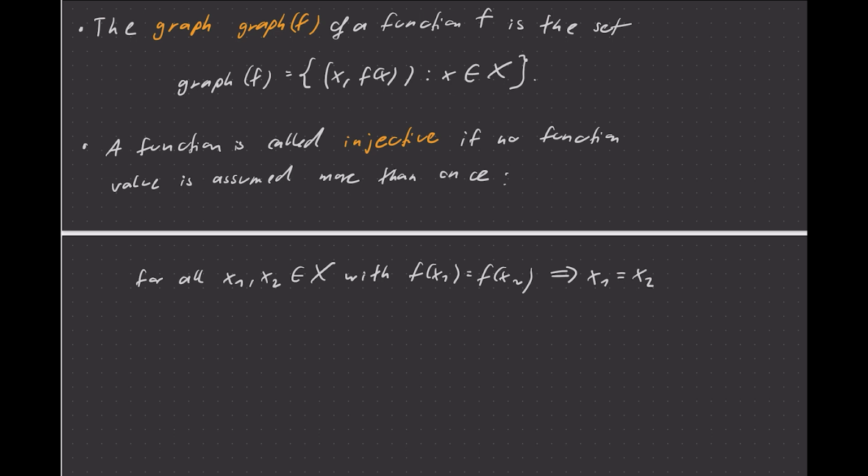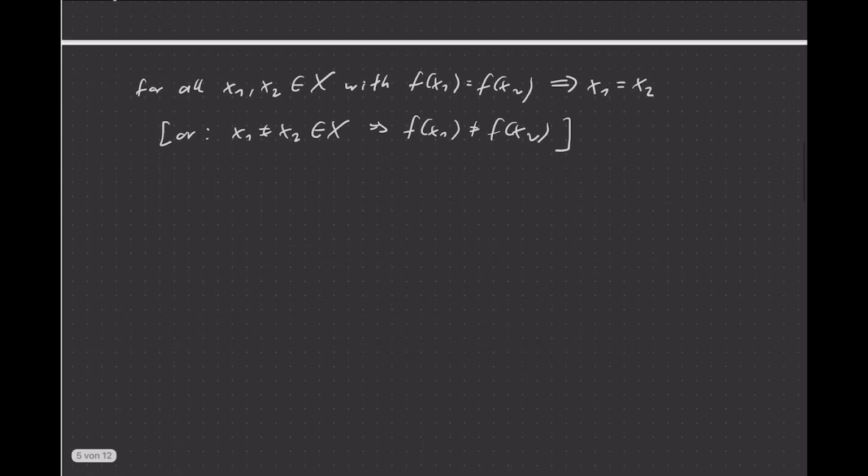That's injectivity. Or alternatively, you could also start with different inputs. So if you say x1, x2 are different, then f of x1 is different from f of x2. The first description is usually easier to use in a proof, but of course the second one will do as well. Okay, so that is injectivity.